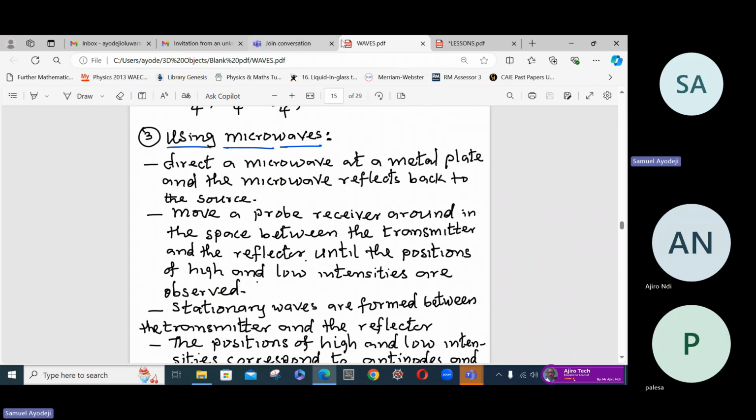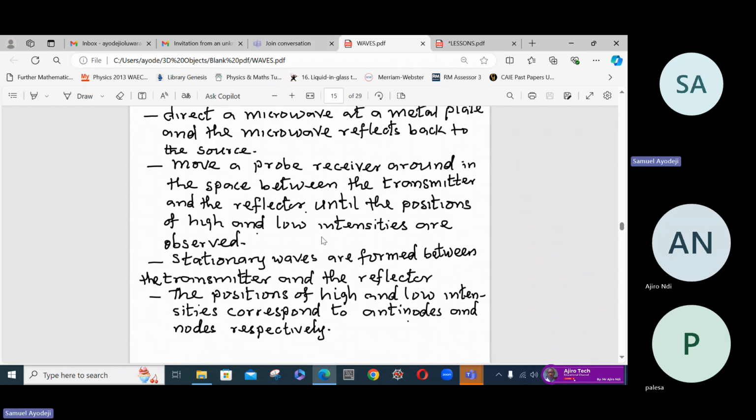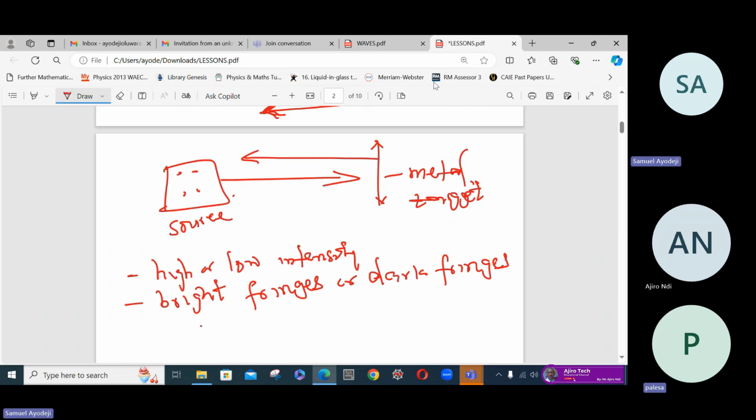Now we move a probe receiver around in the space beyond the transmitter and the reflector. This is the transmitter, the source, and this is the reflector. The transmitter can also be a detector. Let's say this is the probe meter here. You move it in and out, front and back, or left and right. Along the way, what happens?